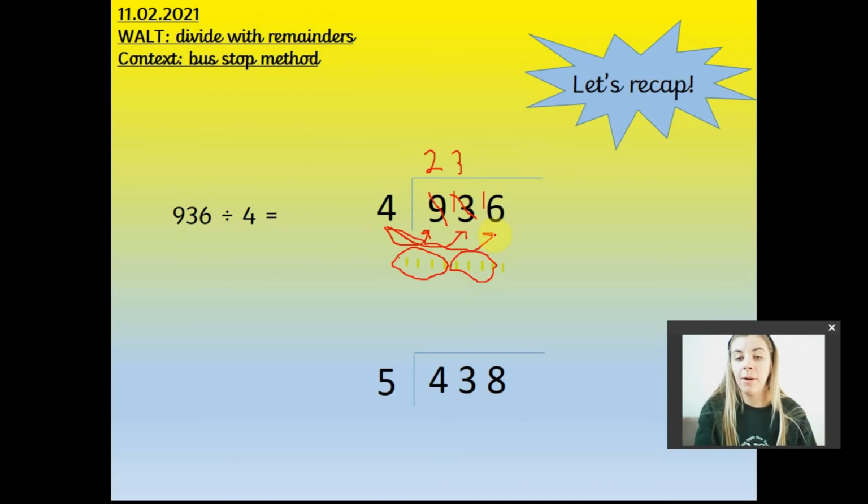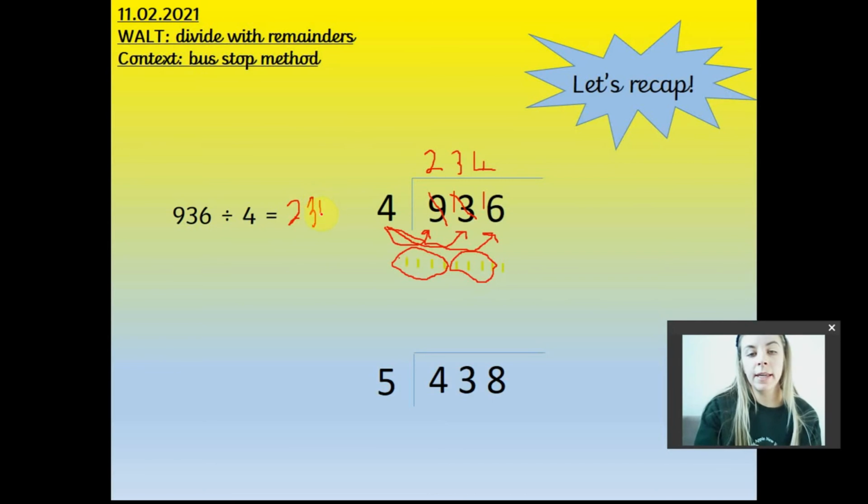Then I'm going to work out how many 4s go into 16. And I know that 16 is a multiple of 4. So let's do 4, 8, 12, 16. So the answer is 4. So 936 divided by 4 is 234.